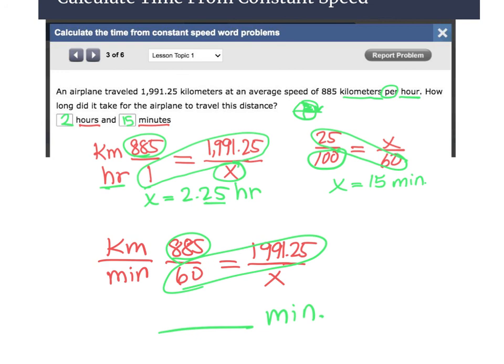I hope that going through all of these different scenarios is giving you a better idea of how to solve these problems, how to set them up, and what it is that you're looking for.